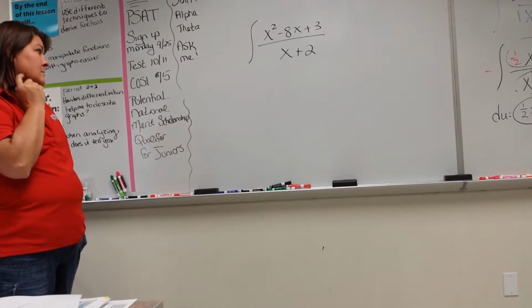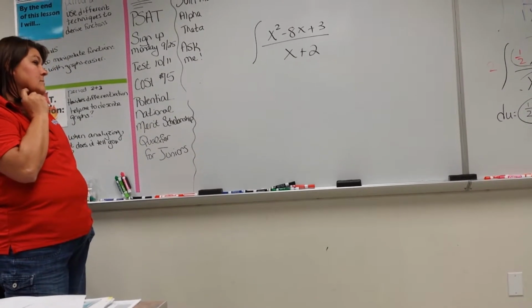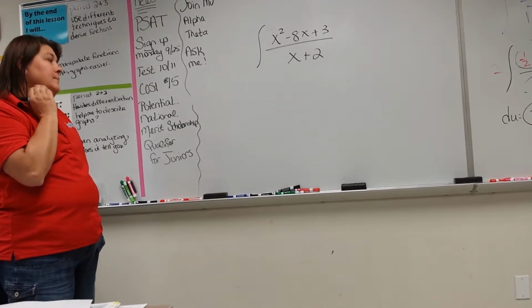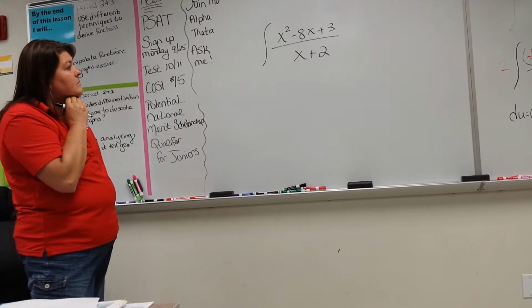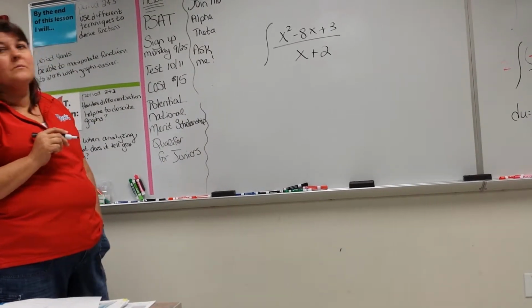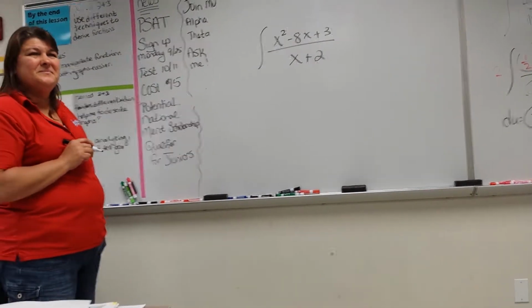You wouldn't be able to simplify because the 2 is attached to the x on the bottom. You can still split it, put that in the denominator, x plus 2. Would you want to split it down? I don't think that would help.